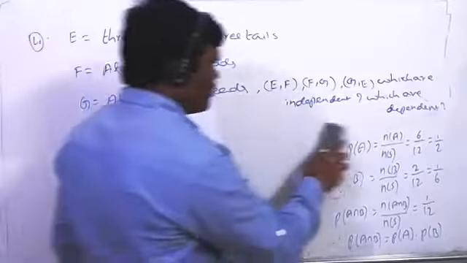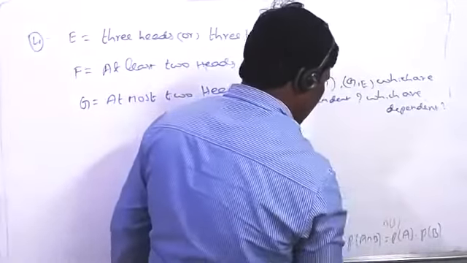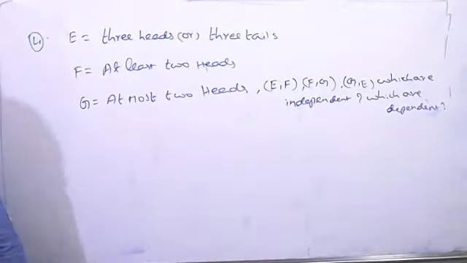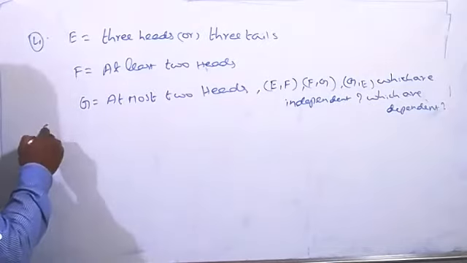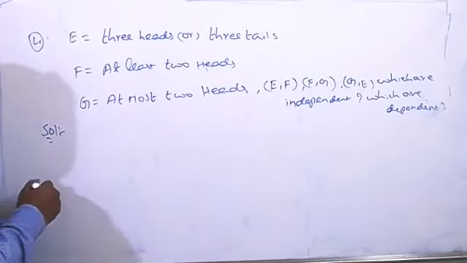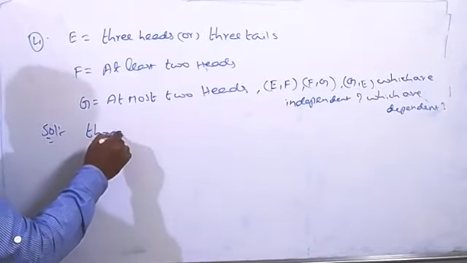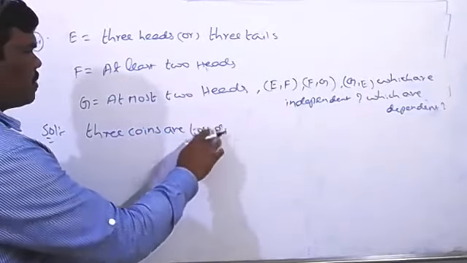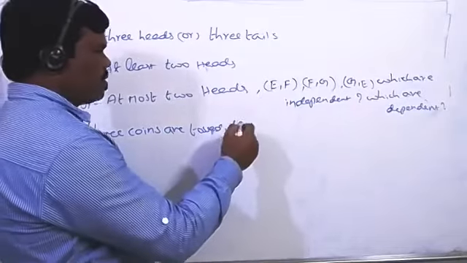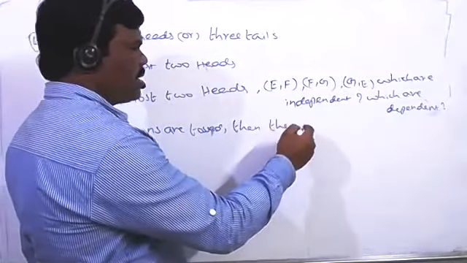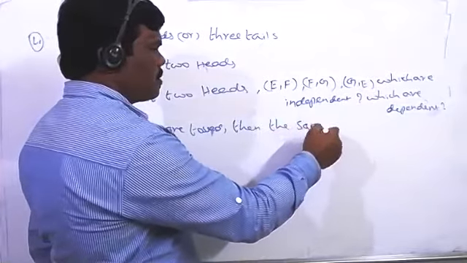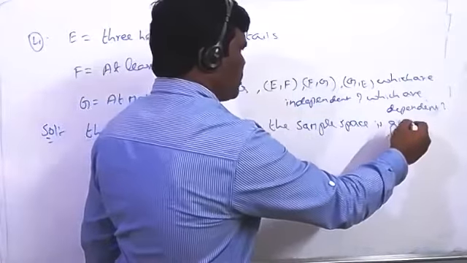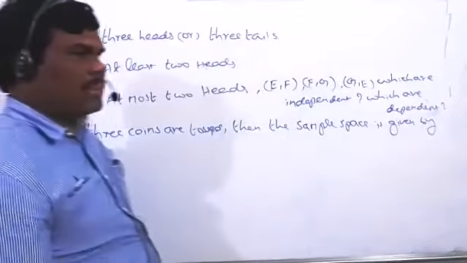You know what the sample space is here now? What is the sample space? How many coins are tossed here now? 3, sir. Yes, 3 coins are tossed. Then the sample space is given by. Now tell me the sample space here now.